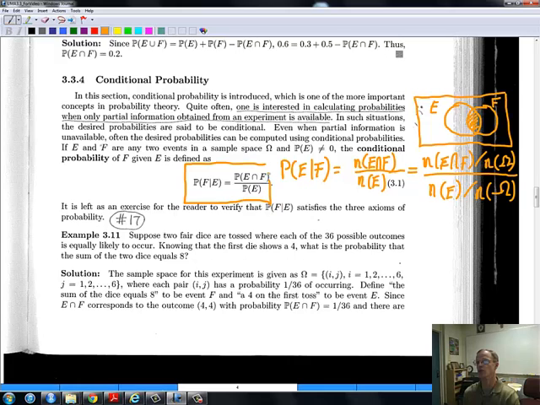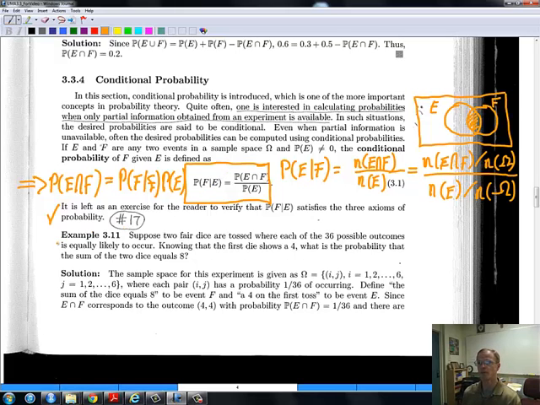Very, very useful. One corollary of this immediately, we'll put this on the side: the probability of E intersect F is the probability of F given E times the probability of E. I'm just multiplying across here. So that's very useful. Now, it's an exercise in your homework set to verify that this conditional probability satisfies the three axioms. So that's a nice one.